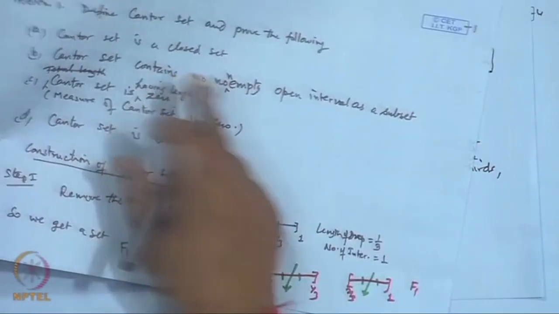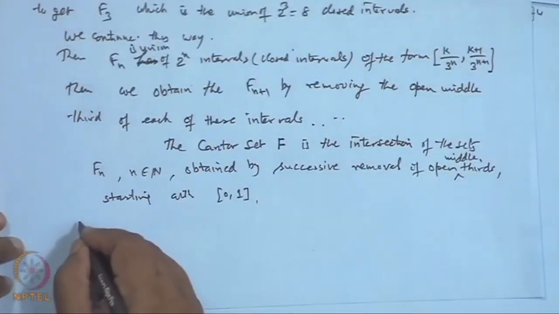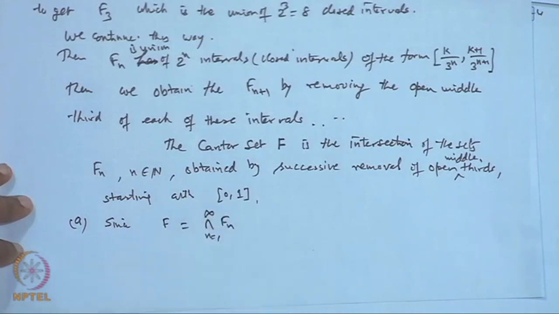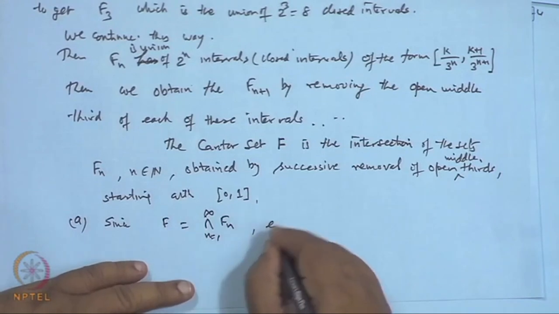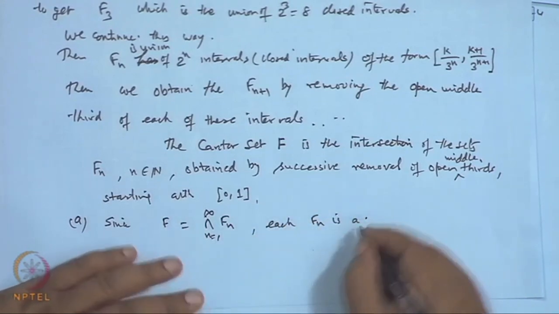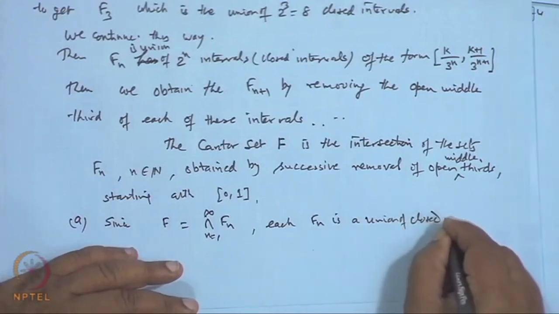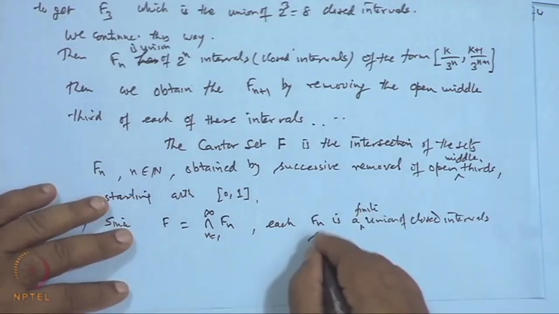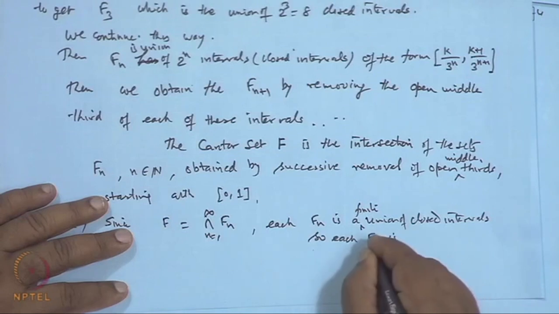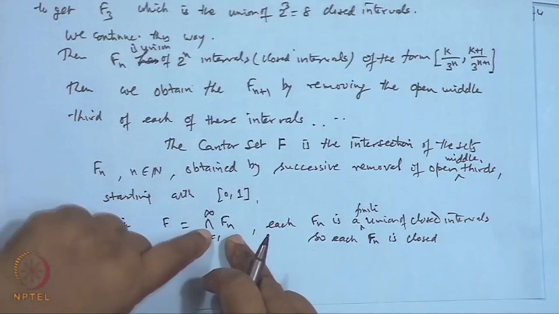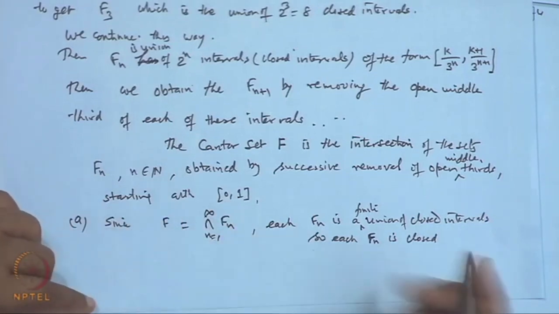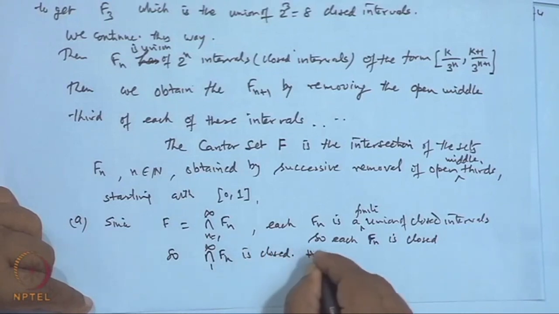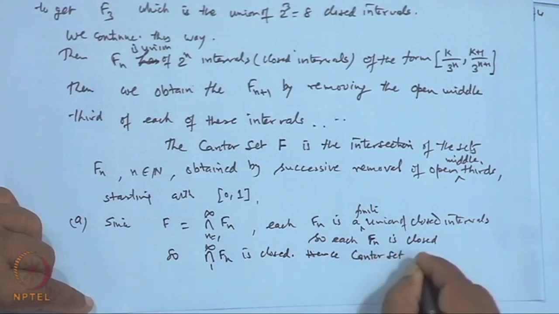The first result says the Cantor set is a closed set, which we want to show. So, first, since the Cantor set F is the intersection of Fn, n is 1 to infinity, a countable intersection of Fn, and since each Fn is a finite union of closed intervals, is it not? So, each Fn is closed, and when you take the countable intersection of closed sets, then it is closed. So, the countable intersection of Fn, 1 to infinity, is closed. Hence, the Cantor set F is a closed set.